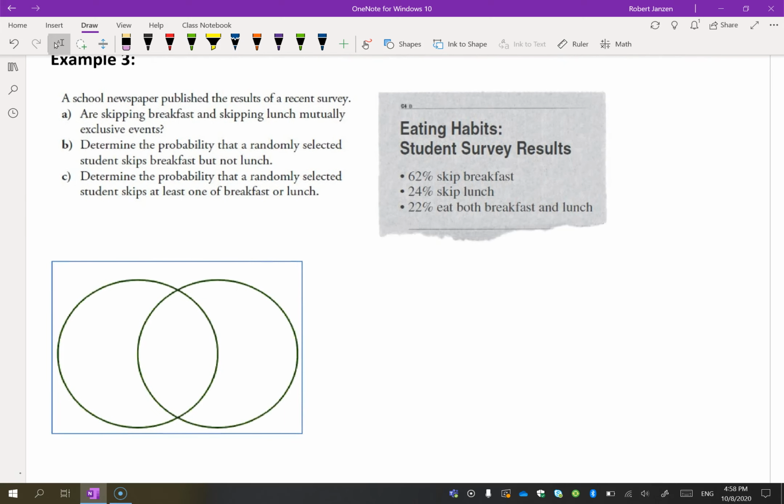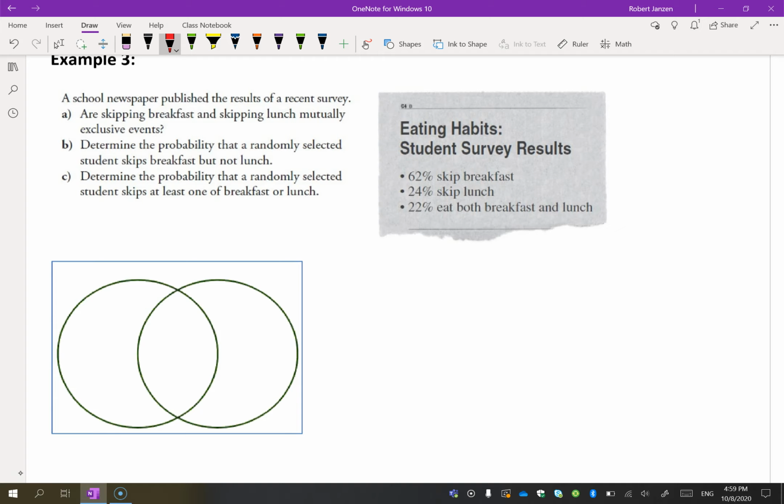Alright, let's try the next one. Oh, look at this, a Venn diagram. School newspaper published the results of a recent survey. Are skipping breakfast and skipping lunch mutually exclusive events? Well, let's look at the survey first. 62% skip breakfast, 24% skip lunch, 22% eat both breakfast and lunch. Okay. So where do these numbers go?